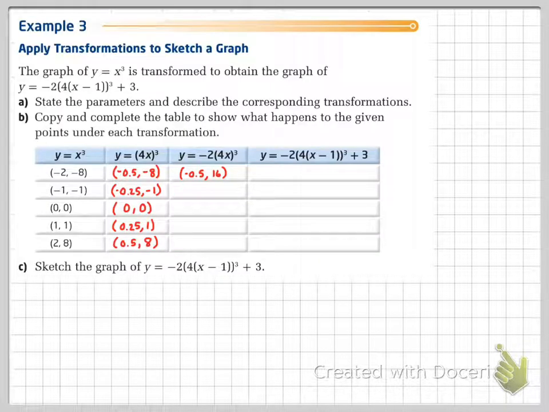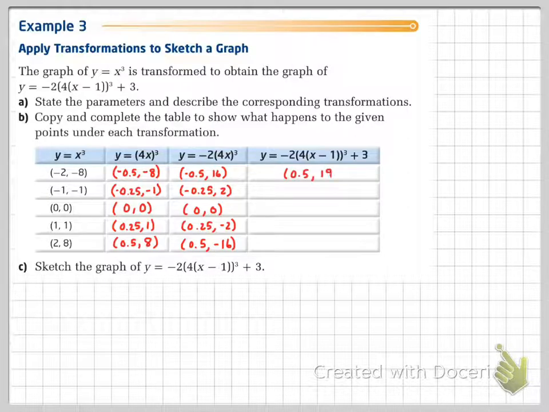The next thing is to look at a vertical stretch of -2. That means my y coordinate now is going to be multiplied by -2. Starting with -8 times -2, I'm going to have a y coordinate of positive 16. In the next one, the x coordinate stays the same, of course. -1 is going to be multiplied by -2 to give me positive 2. And it's going to be the same for all of those points down there.